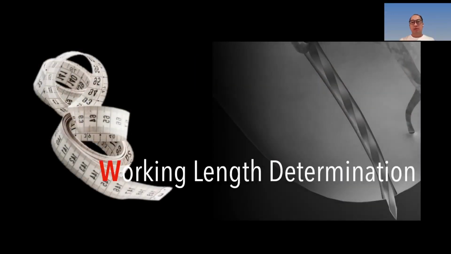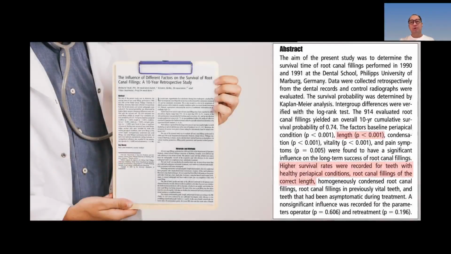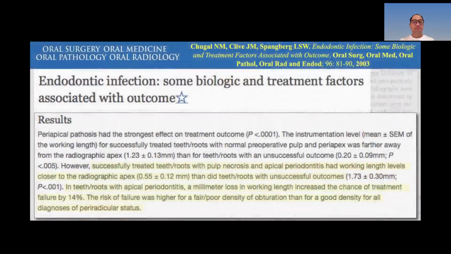And what about the second phase, which is the working length? I want us to see how important the working length is in our instrumentation. We know from a 10-year retrospective study that one of the factors improving our endodontic treatment is having root canal fillings of the correct length. It means if we have a good length, we also have more advantage in long-term predictability of the outcome of our treatment.